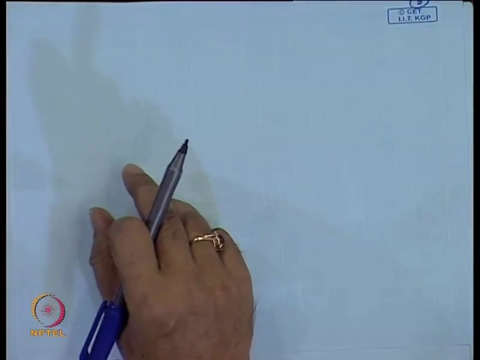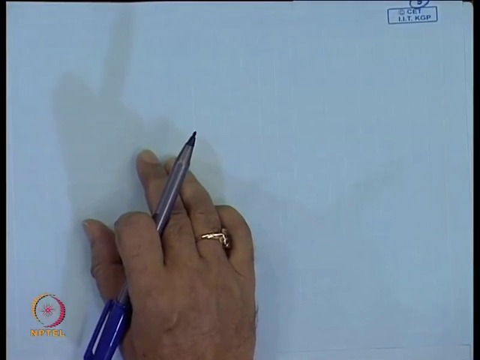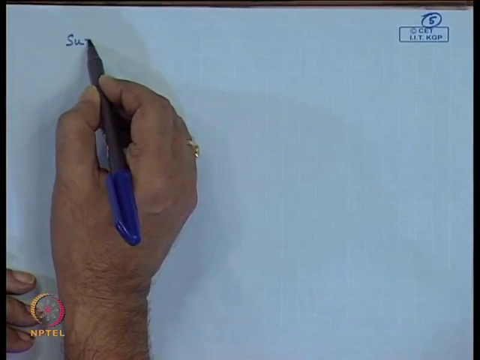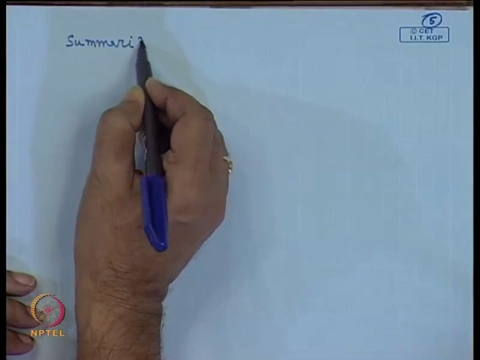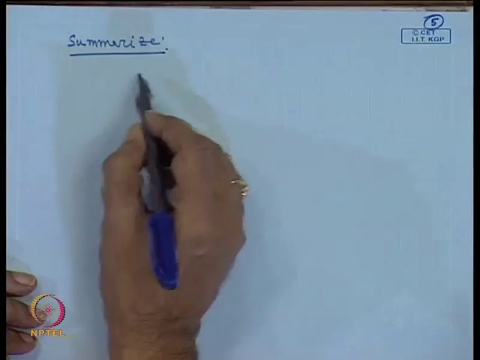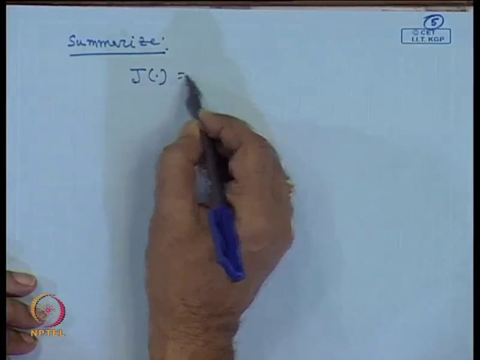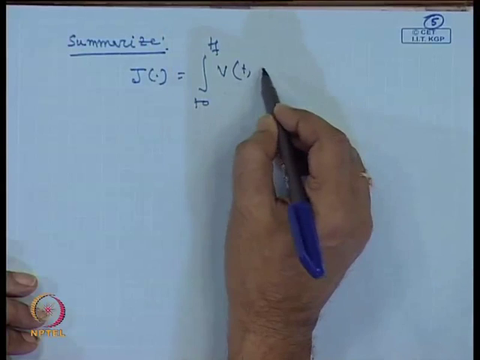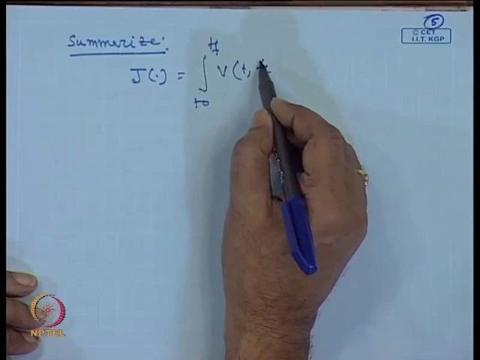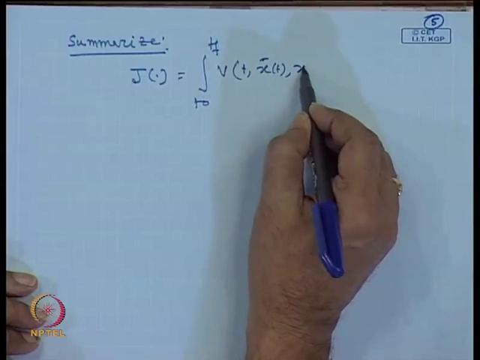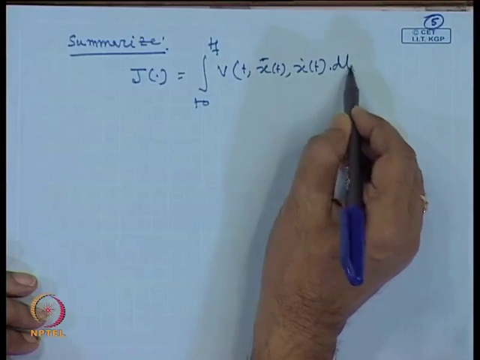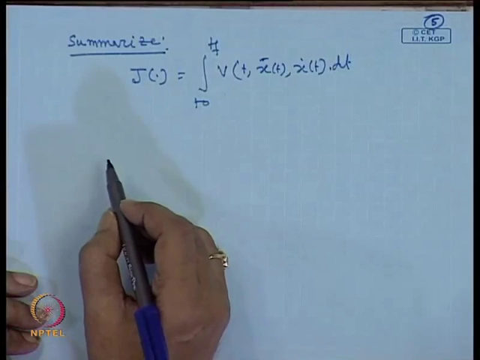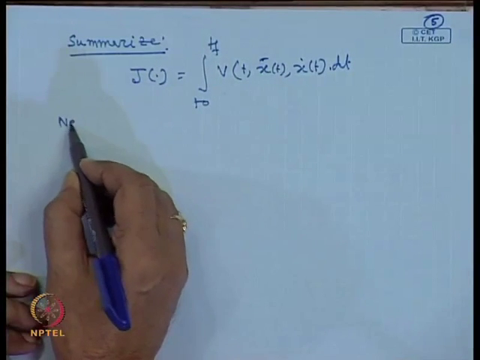So next, if you summarize the results, what we have mentioned is that we have a functional, integral from t 0 to t f of V(x(t), x dot(t), t) dt, and one end is a necessary condition.